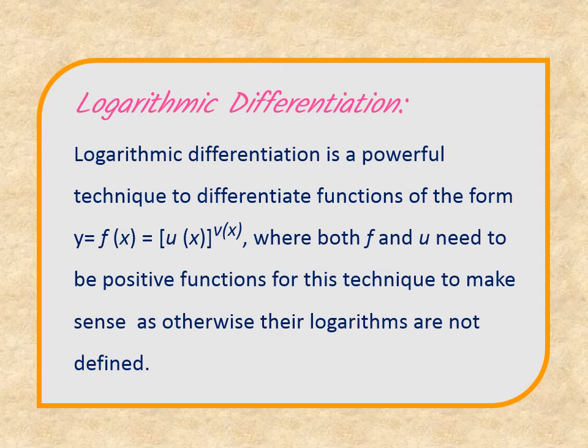Now if the given function is in the form of u(x) power v(x), that is, in the base we have a function of x, and in the exponent, that is in the power, we also have a function of x, then we apply the logarithmic differentiation. Here u needs to be positive, because logarithms are not defined for negative bases. Clear? So remember that if the base is a function of x and the exponent is also a function of x, then we apply the logarithmic differentiation.